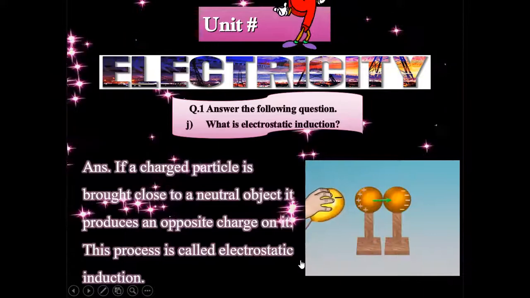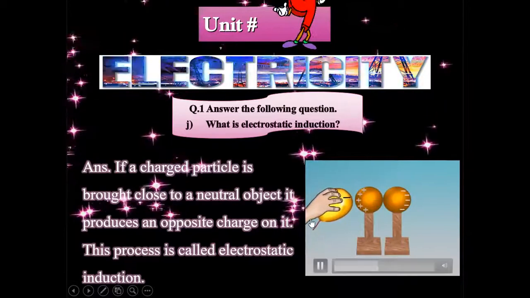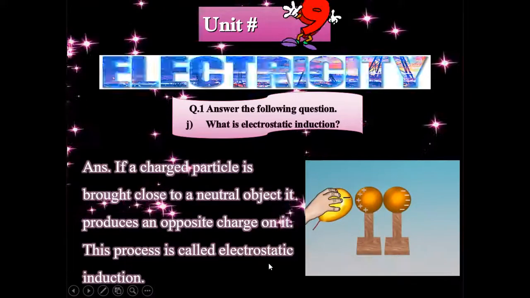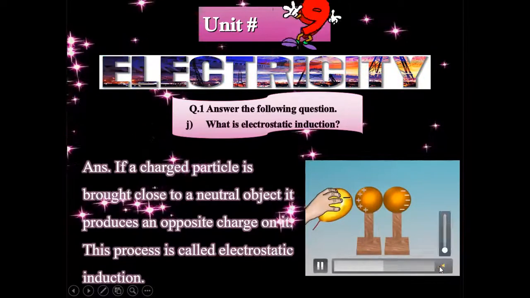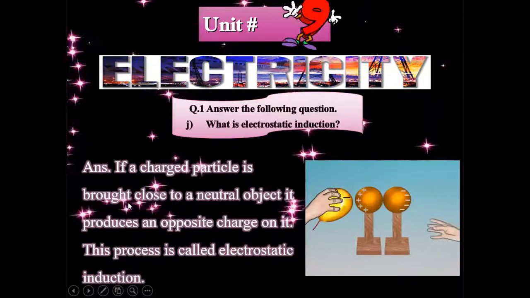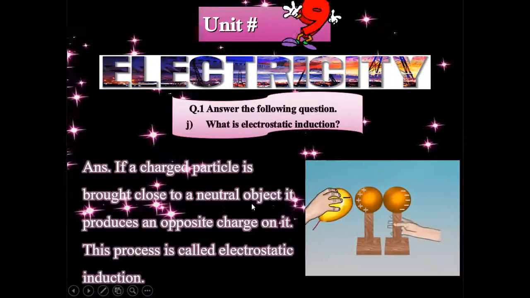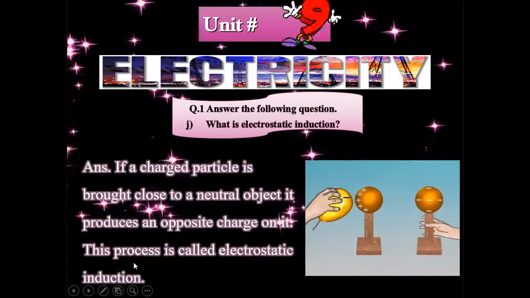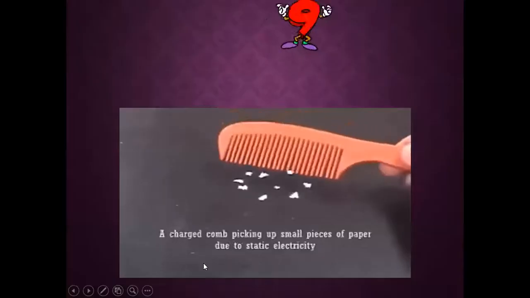That is the reason. The same process will happen, so that is called electrostatic induction. If a charged particle is brought close to a neutral object, it produces an opposite charge on it. This process is called electrostatic induction.